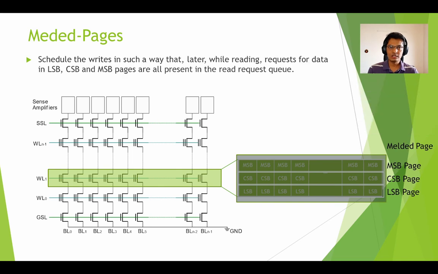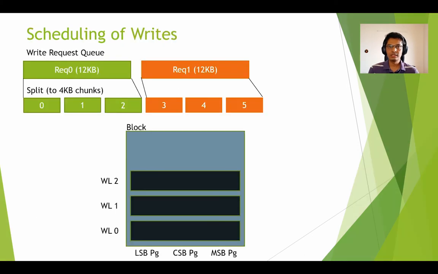Our scheduling algorithm schedules the writes in such a way that later, while reading, requests for data in LSB, CSB, and MSB pages are all present in the read request queue. Now, let us look at why scheduling the writes is important with a simple example. Assume that we have request 0 and request 1 in the write request queue, and assume that we know in advance that the contents of request 0 will be read by a program in the future. This makes it a good candidate to be put in the melded pages like so.